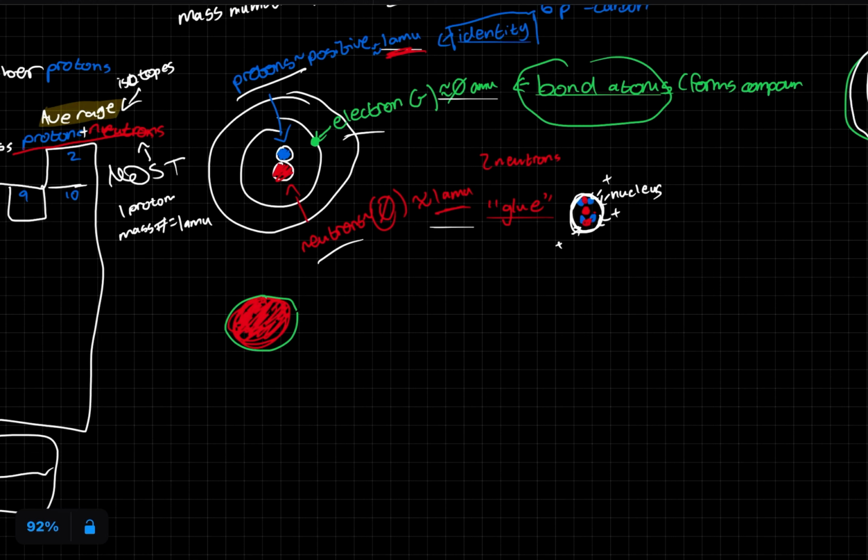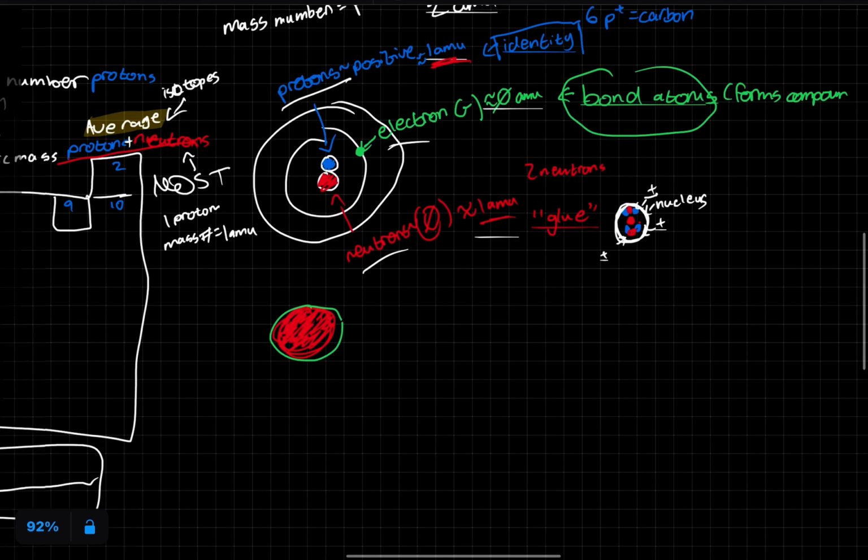So that's the purpose of neutrons. It forces them together. It's like that one best friend who forces everyone who hates each other into a new friendship. That's exactly what neutrons are. Think of these as enemies. They all want to get away from each other. But the neutron is like a nice friend that keeps them all together.